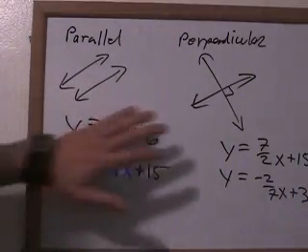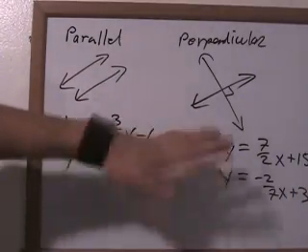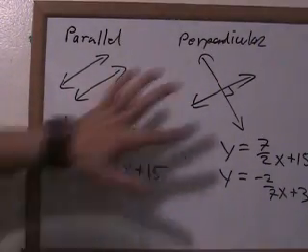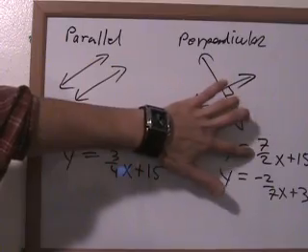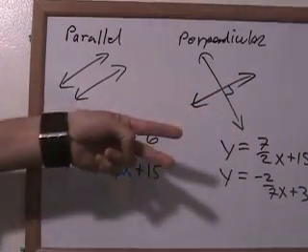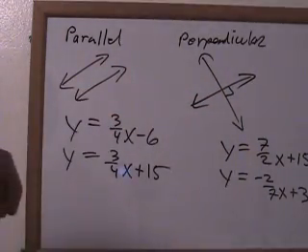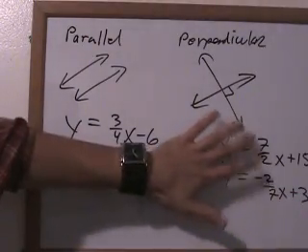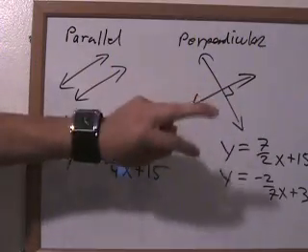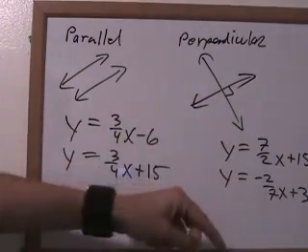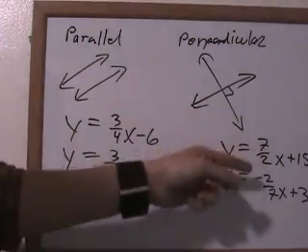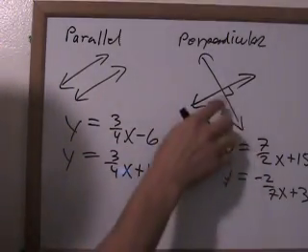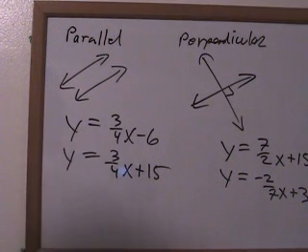Okay, so for perpendicular lines, you notice they're both in y equals mx plus b form in my example. But what do you notice about the slopes? Whatever one of them is, the other is the reciprocal of it with the opposite sign. The slopes are the same numbers, just upside down of each other, reciprocals, and opposite signs. It has to be both: different signs and reciprocals. If you have that, then you're dealing with two lines that are perpendicular.